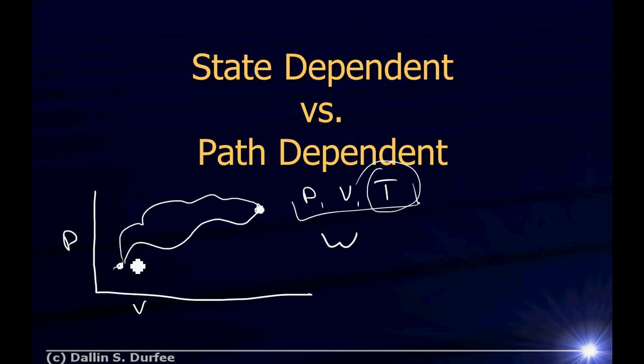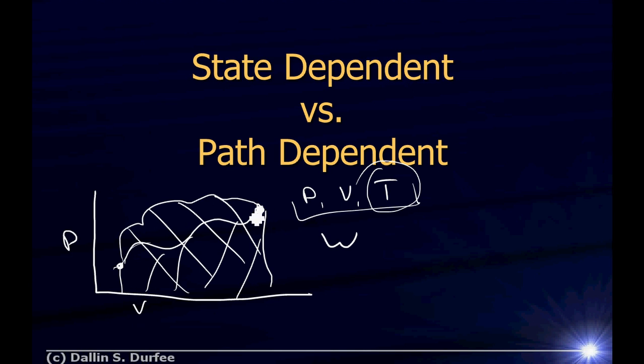The work done, however, if I go from here to here, is the area under the curve. Compare the area under this curve to the area under this curve. With increasing volume, the work will be negative, but for this path it'll be a smaller negative amount of work, whereas for this path it will be a greater negative amount of work. So temperature was state-dependent, but work is a path-dependent parameter. It depends not just on where you start and end, but on how you traveled the space in between.